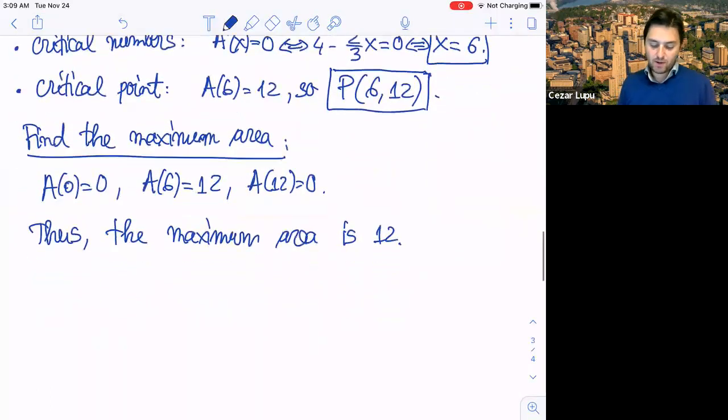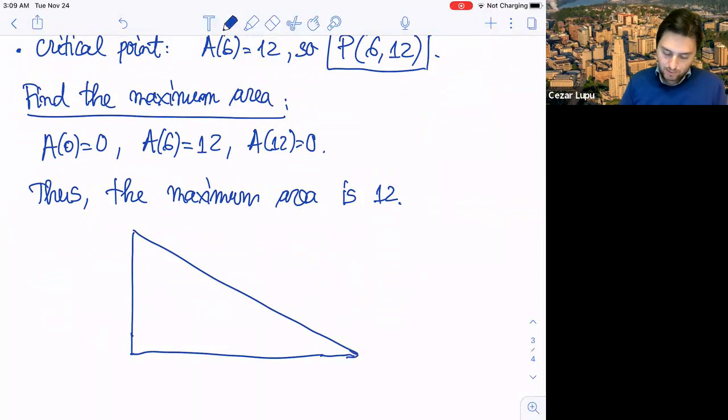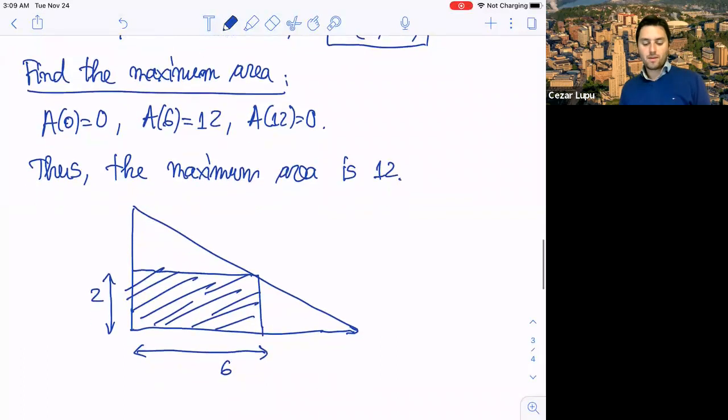So in other words, we can have the following picture. Let me draw it. It will be maximum when we have here 2, and here we have 6. This will be the maximum. So this is when the area is maximum. Okay, right? So this is what you do. You just use calculus to do this.